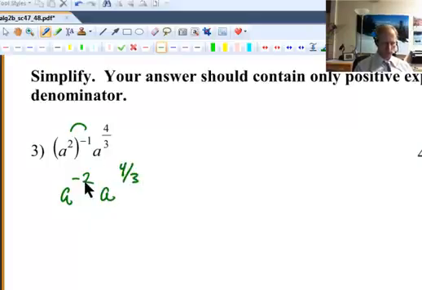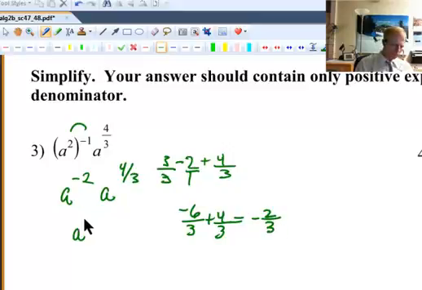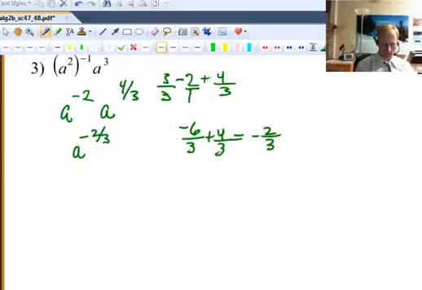And now I'm going to use the product rule to combine the repeated bases. To use the product rule, I keep the base and add the exponents. Well, the exponents are negative 2 and 4/3. To add those two together, I need a common denominator of 3. So I need to multiply the negative 2 by 3 over 3. That gives me negative 6/3 plus 4/3, which is negative 2/3. So that means I'm up to a to the negative 2/3.